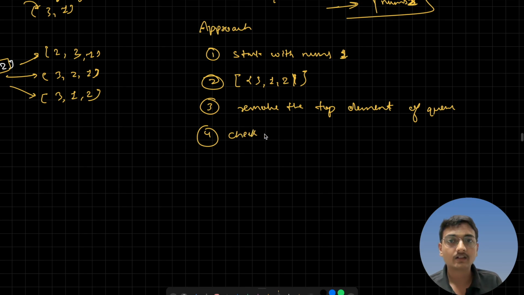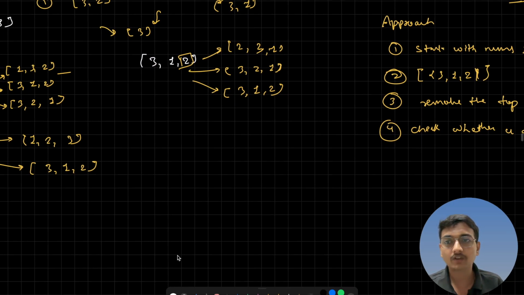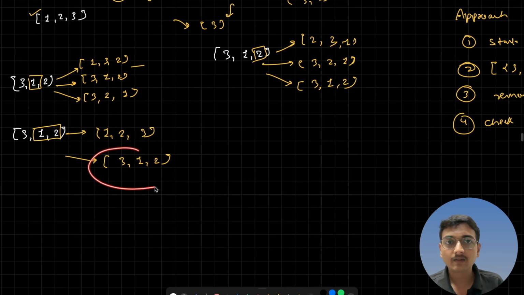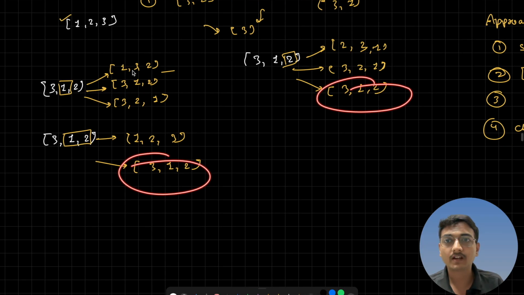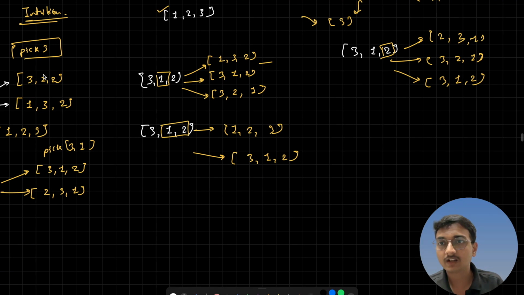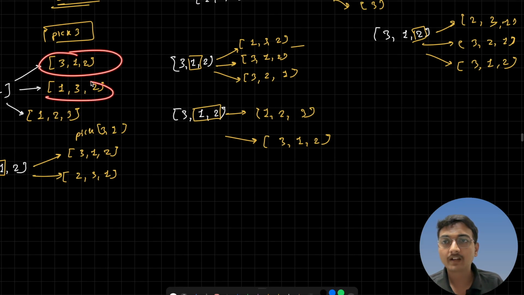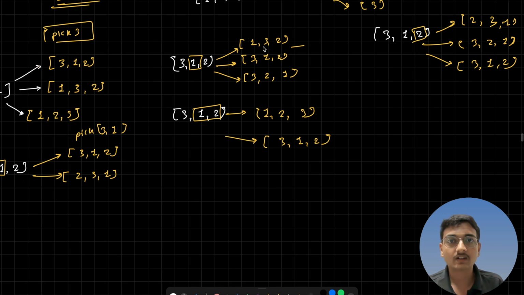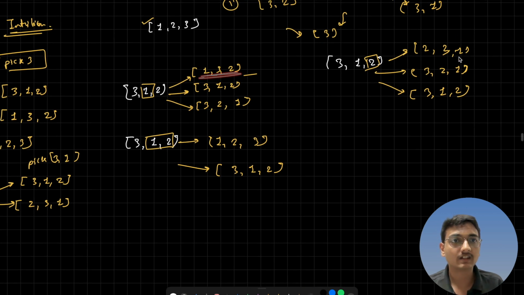Check whether you already visited. If you can observe one thing, I'm getting 312 here, and 312 here as well. I'm getting 132 here, see 132, but here I'm not getting it.